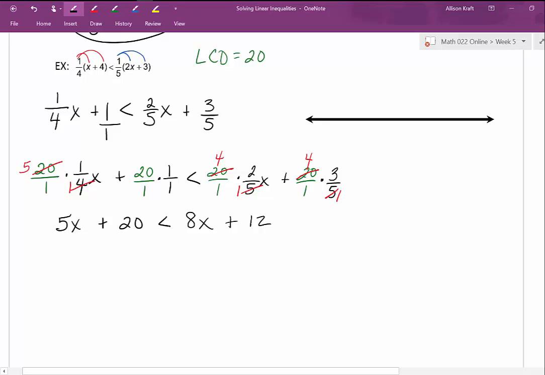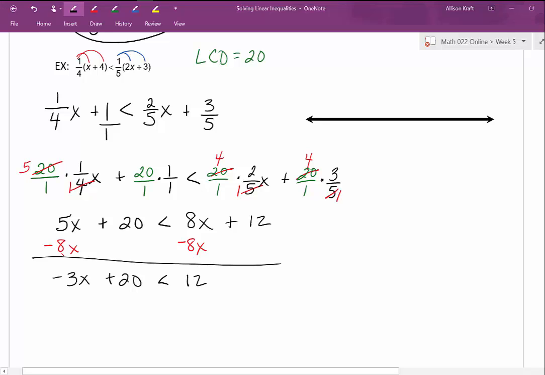Now we have an inequality with no fractions in it. I want to get all of my variable terms on one side, all my constant terms on the opposite side. Typically, when I'm solving an equation, I always move the variable term with the smaller coefficient. When I'm working with inequalities, I always put the variable on the left side no matter what. So I'm going to do that instead. I'm actually going to subtract 8x this time from both sides. Gives me negative 3x plus 20 is strictly less than 12.